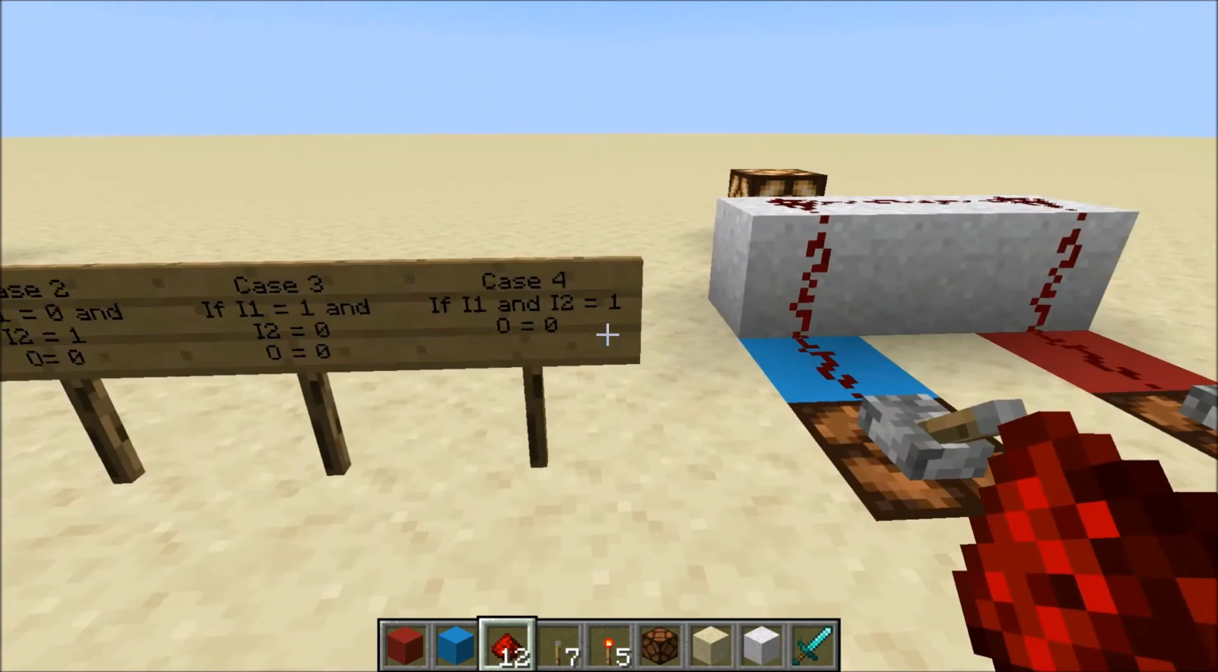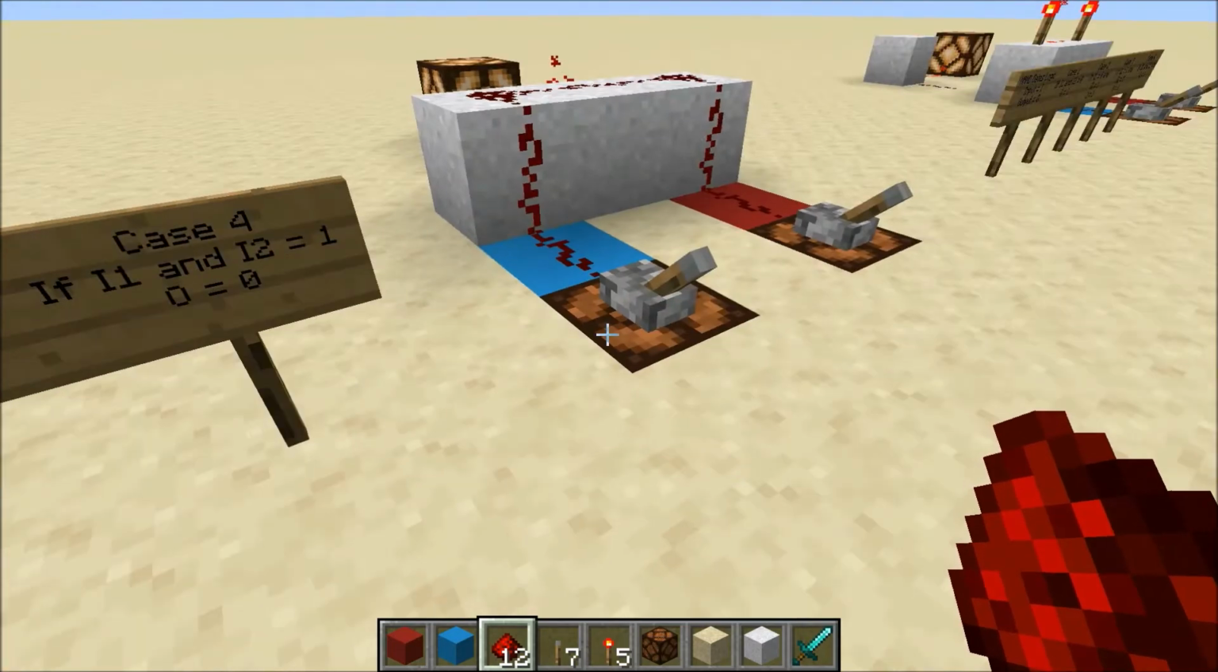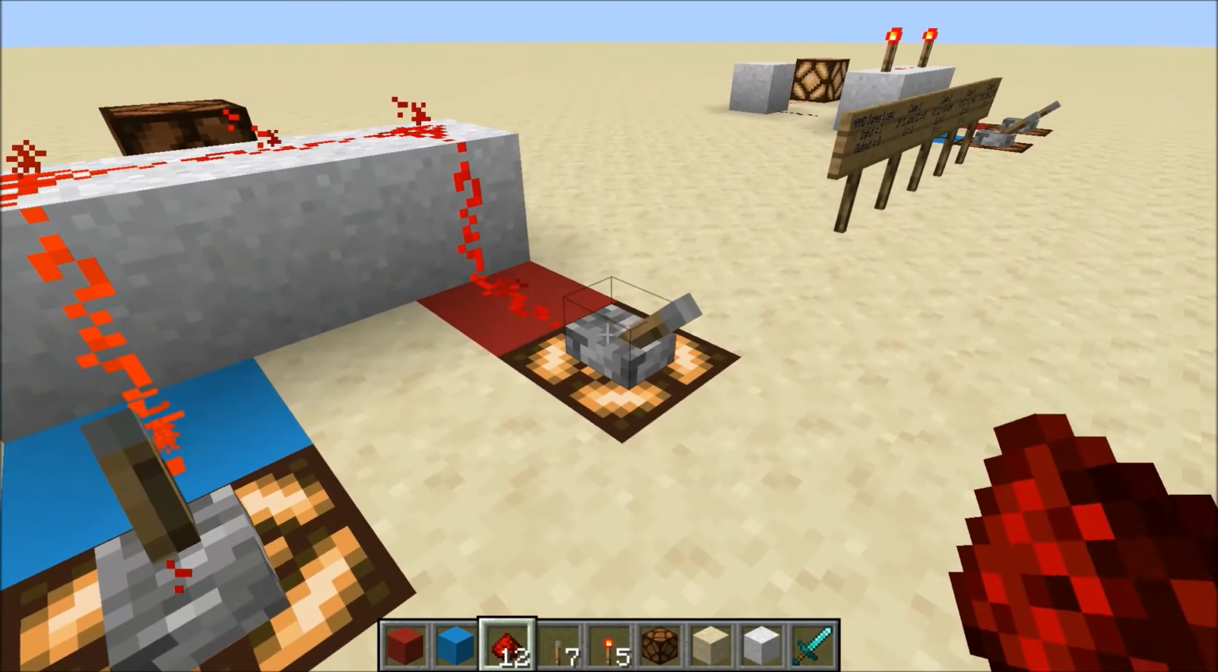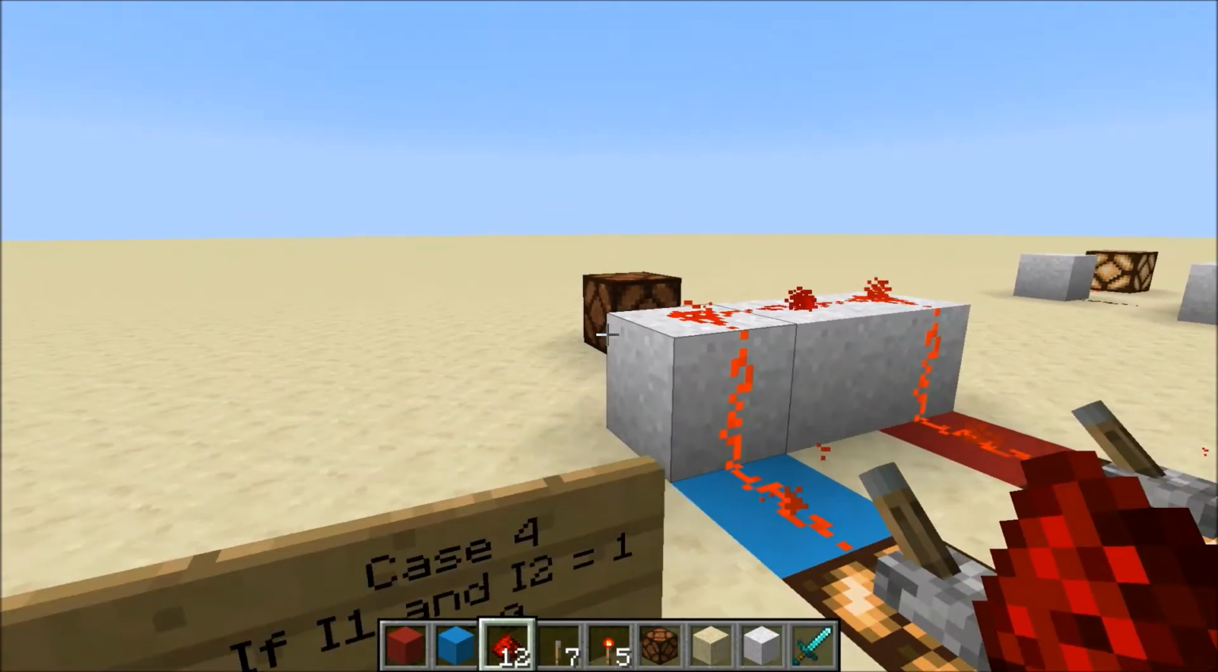Turn this back off. And moving to the fourth case, if input 1 and input 2 equal 1, the output will be 0. Turn this on and turn this on. Yep, it'll be 0.